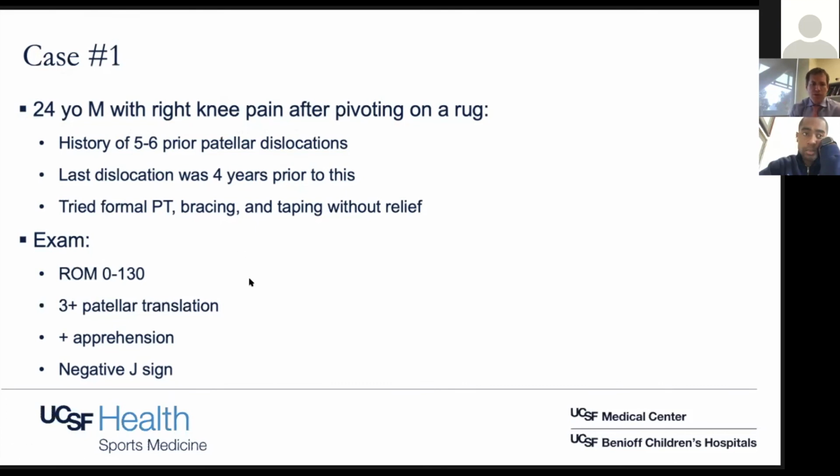Before presenting for evaluation, he had tried formal physical therapy, bracing, taping without relief. And then his exam, so he has 0 to 130 degrees of motion, 3+ patellar translation, positive apprehension, and a negative J sign.